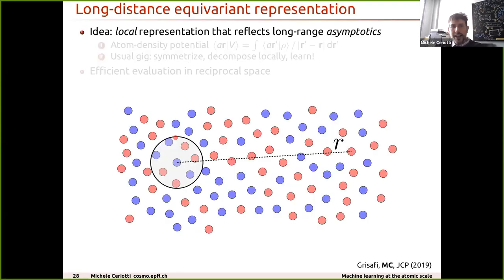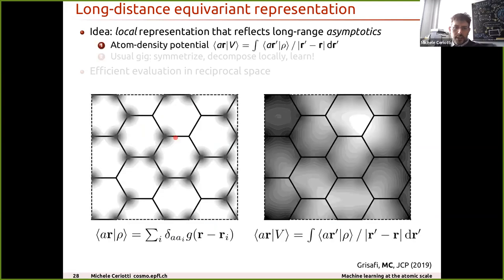So the idea that we had was to try and build local representations that incorporate some aspects of long-range interactions, and in particular, incorporate the correct asymptotic behavior. And the way we did this was with, I think, a very nice trick: we start from the decorated atom density that we use to describe the local term, and we solve the Poisson equation for it. We compute the potential associated with this fictitious density. This is not at all a real potential.